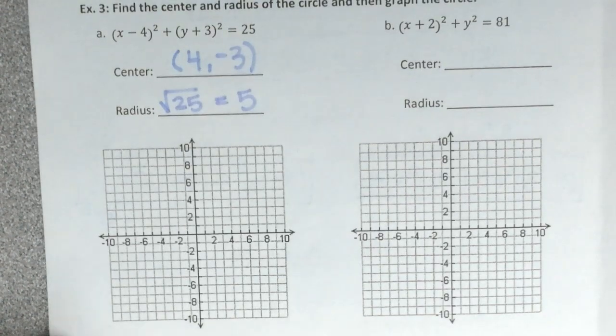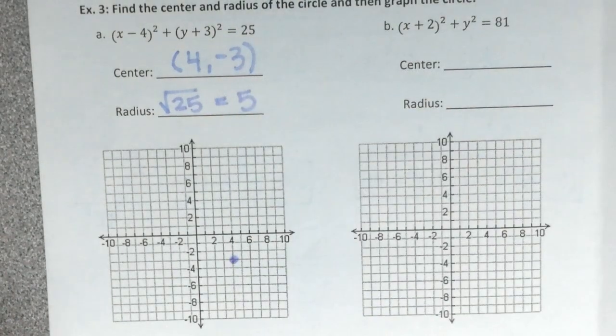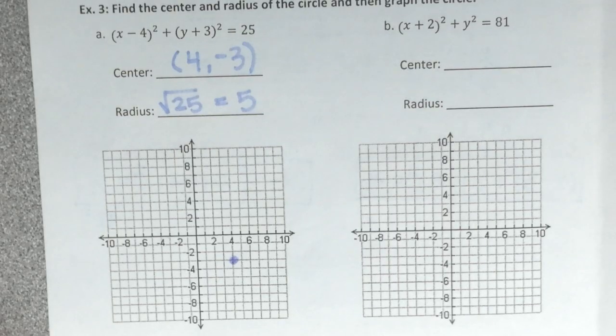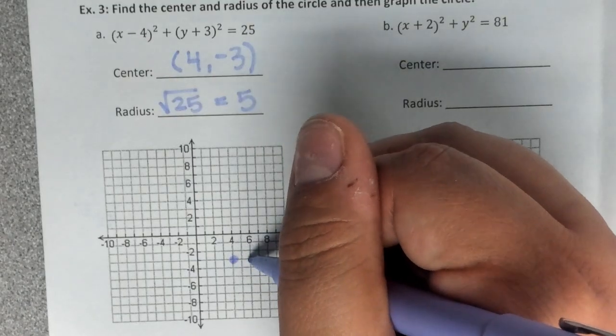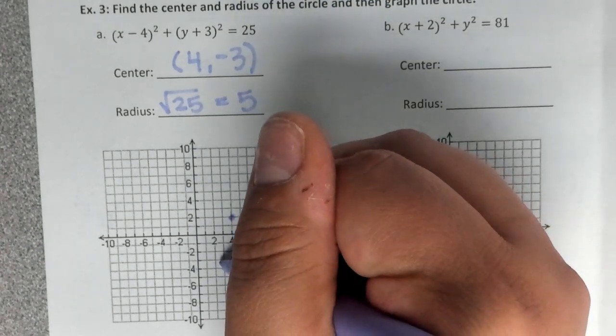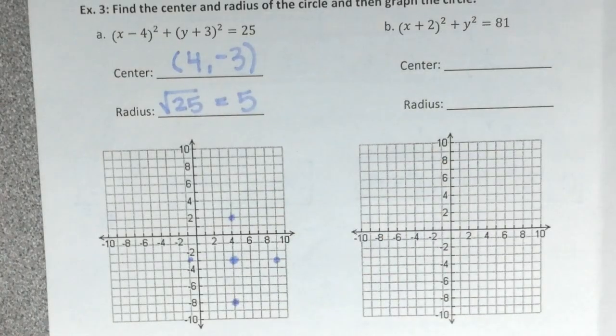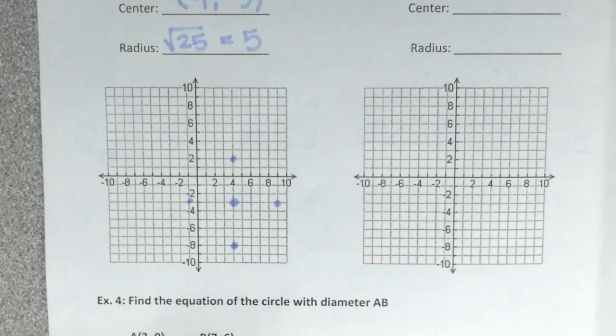Now, we need to actually graph this. So please plot 4, negative 3. And since my radius is 5, you are going to go 5 to the right, 5 to the left, 5 up, and 5 units down. So from your center, count 1, 2, 3, 4, 5. Count 5 units up, 5 units down, 5 units left, 5 units right. Can you give me a thumbs up when you've got that done?